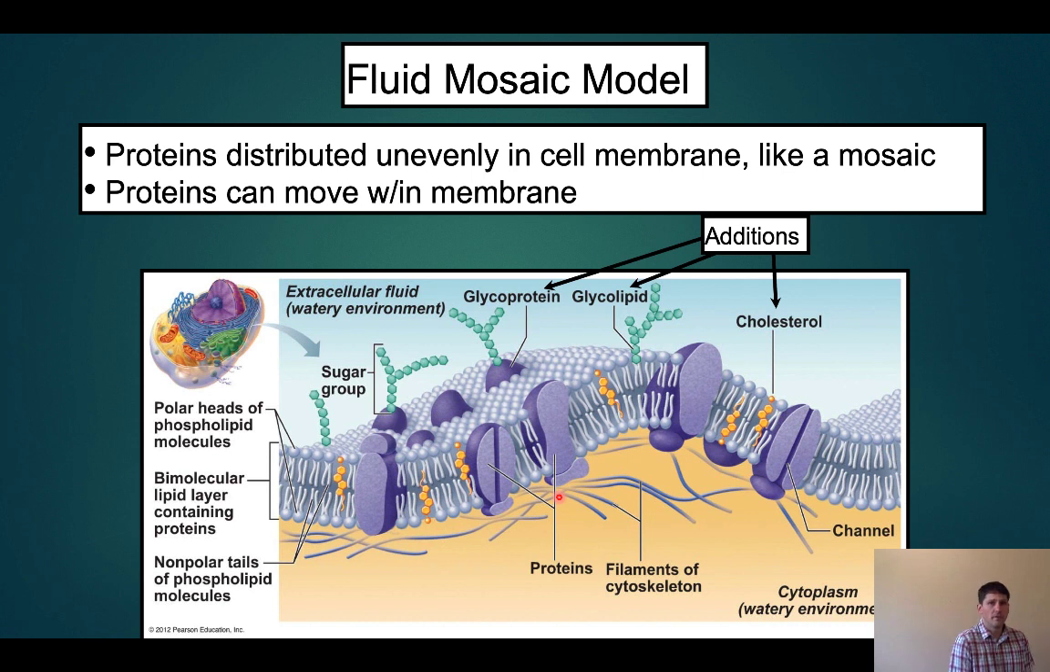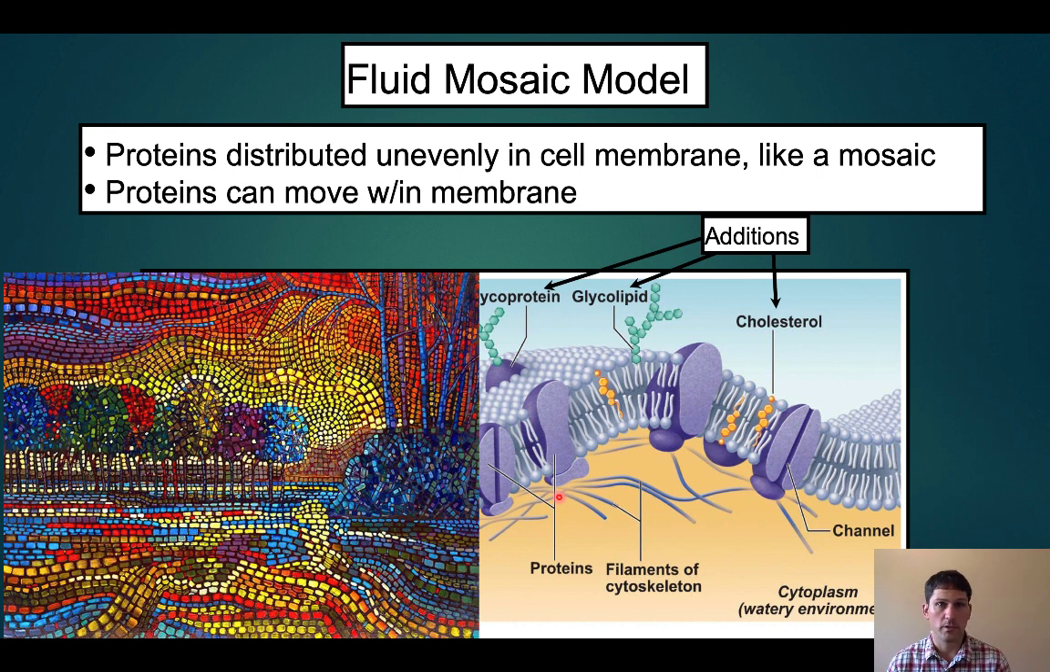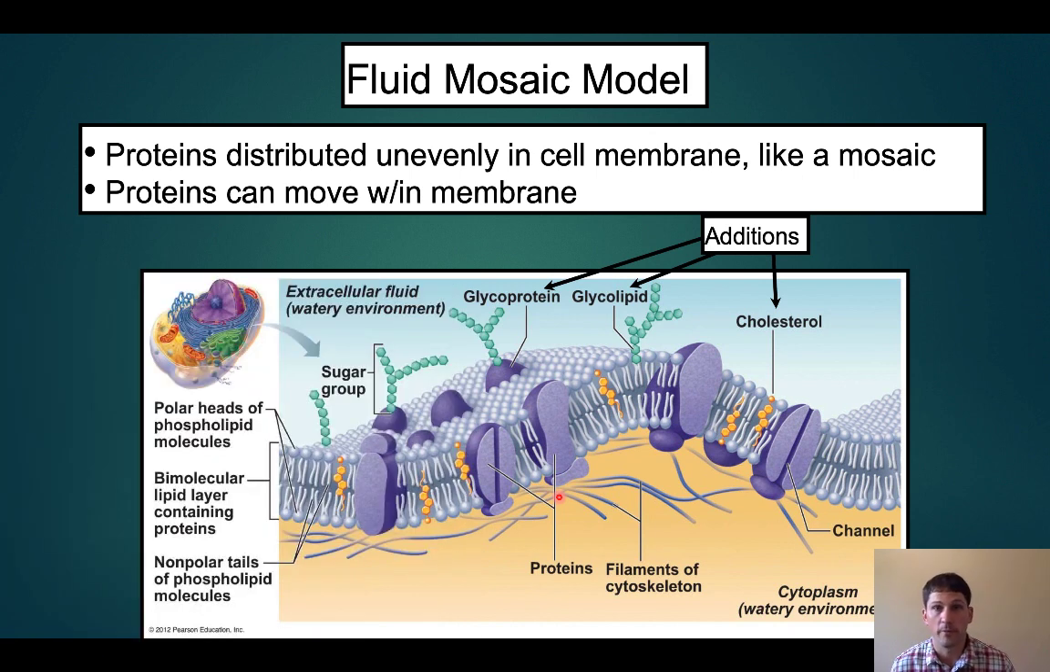Okay, now the plasma membrane, or the theory that describes our plasma membrane, is called the fluid mosaic model. And what that is based off of are these two statements right here: that the proteins within this membrane are distributed unevenly, like a mosaic, right? So here's a really nice picture that's a mosaic, and things are just put together in there to make this really beautiful picture. But our plasma membrane looks sort of similar. We have all these tiny little proteins, all unevenly distributed throughout that cell membrane.